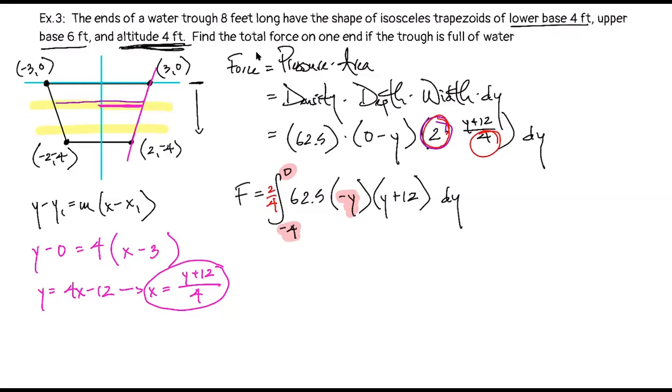Okay. All right. Well, the good news is the actual integration here is not so bad, right? So we're going to take this 1/2 in the front. I'm also going to bring out the 62.5, so I'll end up with 31.25 as my constant in the front. I'm integrating from -4 to 0 of -y squared minus 12y dy.